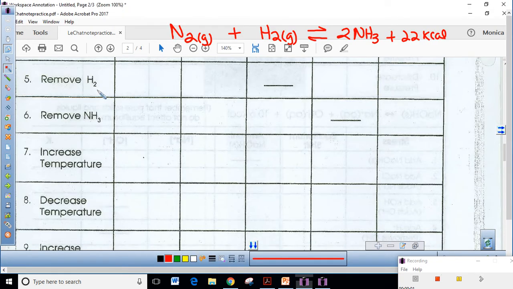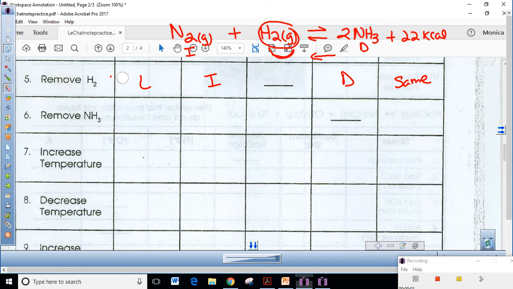Number 5, we are removing H2. Is that a reactant or a product? We're removing a reactant. So if we remove a reactant, it needs to fill this hole, so it's going to shift towards that. So it's going to shift to the left. So what's going to happen to the N2? Well, N2 is going to increase. We've lost the top of our chart there, but that's okay. This is the NH3, so this is going to decrease because the arrow is pointing that way. And what's going to happen to our K is going to stay the same.